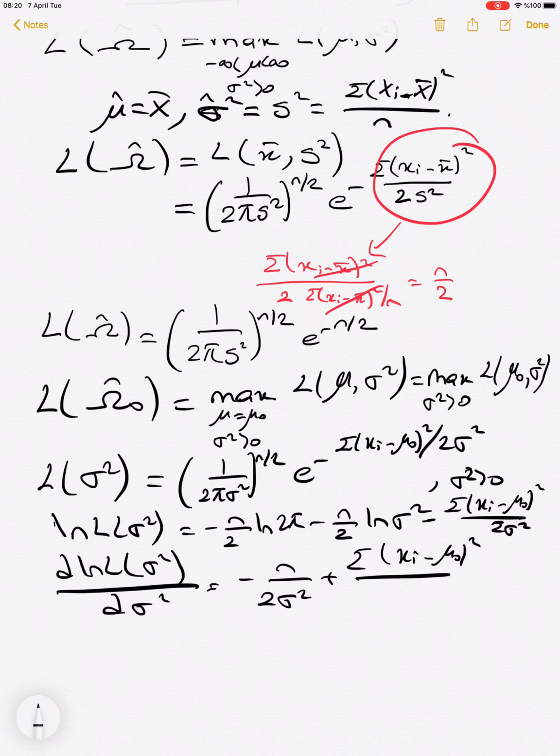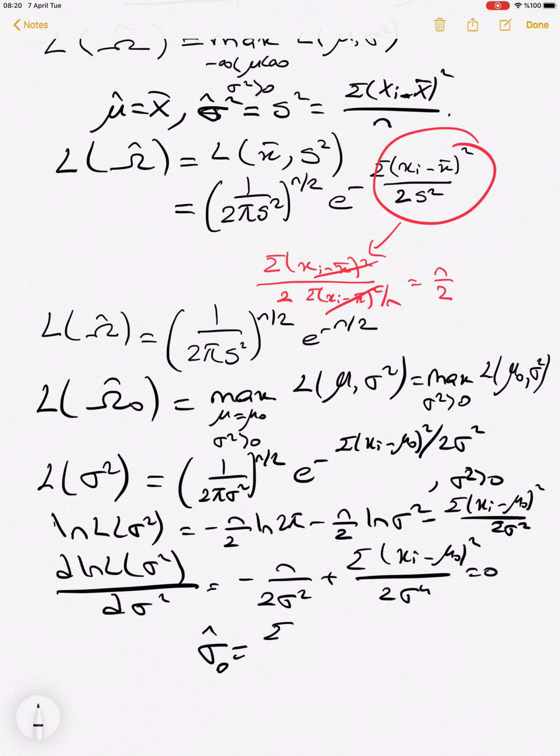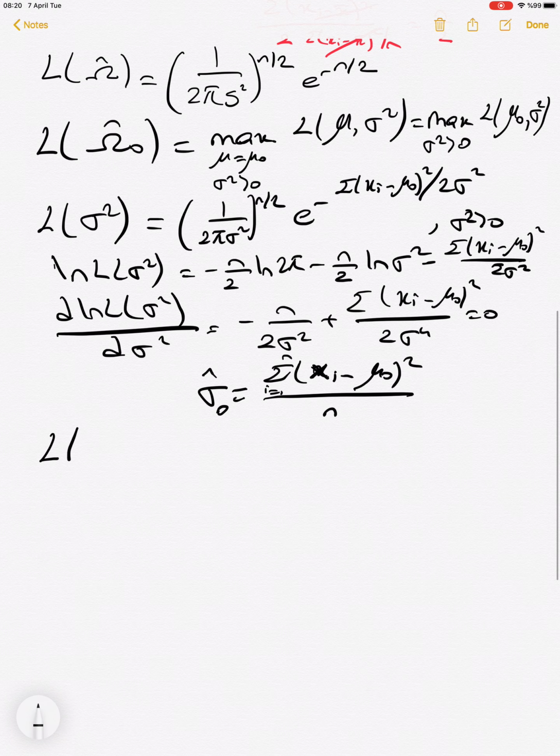Mu 0 square over 2 sigma to the 4, equate this to 0. So we will get s square, or let me not use the s square notation for this. Let me use summation (x_i minus mu 0) whole square divided by n. Okay, so this means that our maximum point under the null space will be the case that we have mu 0 and sigma square.